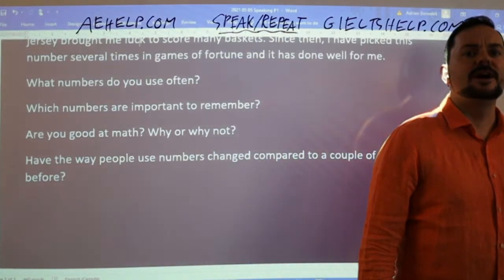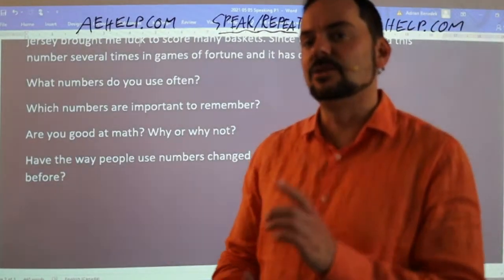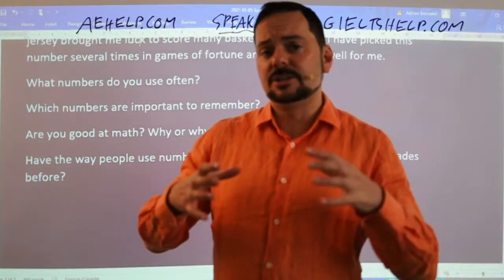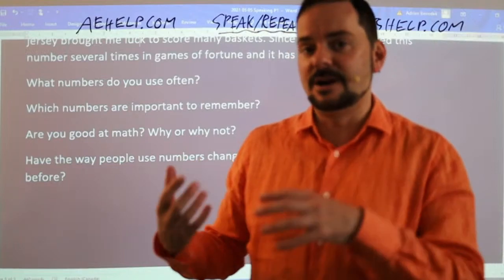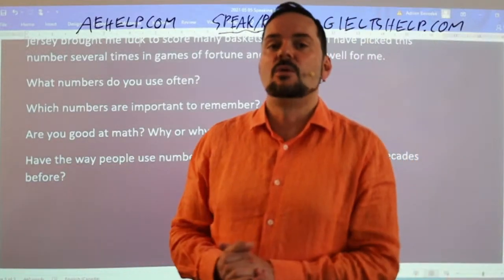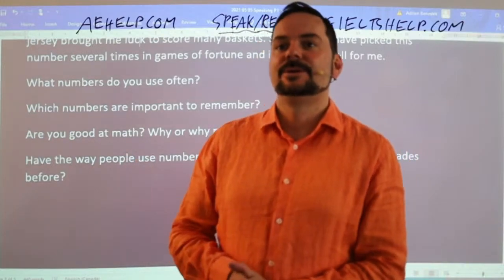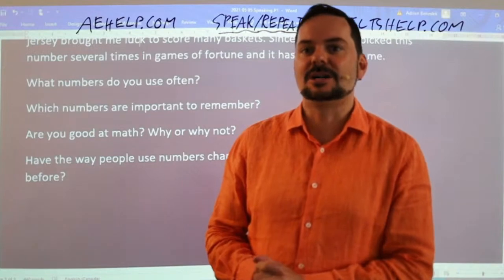Here it's what numbers do you use often, so it doesn't have to be a single number, and it's kind of tricky because when you're in the IELTS, you have to think outside the box. So these aren't necessarily numbers 1 to 10, but it can be numbers like phone numbers or your address number or your password number. Okay? So think outside the box.